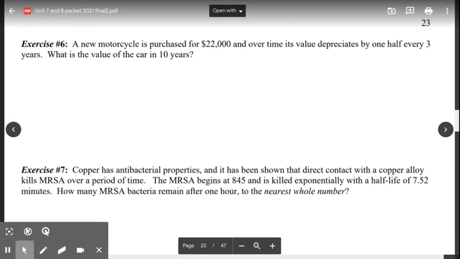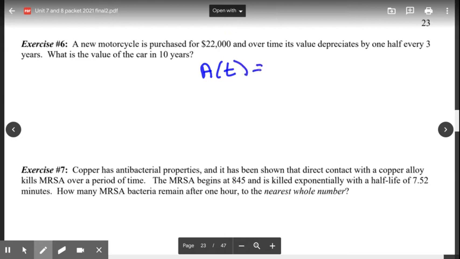Kind of annoying. Number 6, a new motorcycle is purchased for $22,000, and over time its value depreciates by 1/2 every 3 years. What's the value of the car in 10 years? Now, you know it's a half-life because it depreciates, so that means it gets smaller by 1/2. That's your indication you're using the half-life formula, which is A of t equals P times 1/2. You can use 0.5. It means the same thing. And this is T over H, T divided by H, in the exponent. T is time, H is half-life.